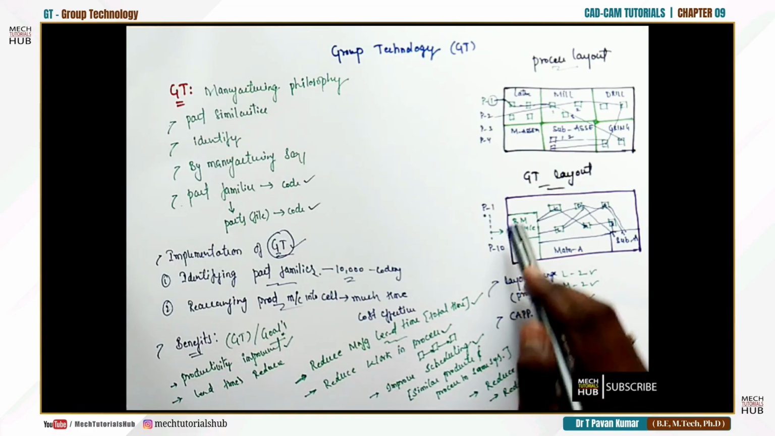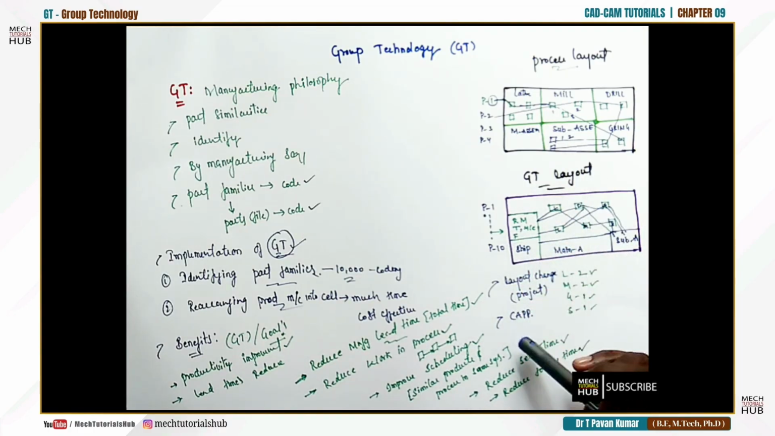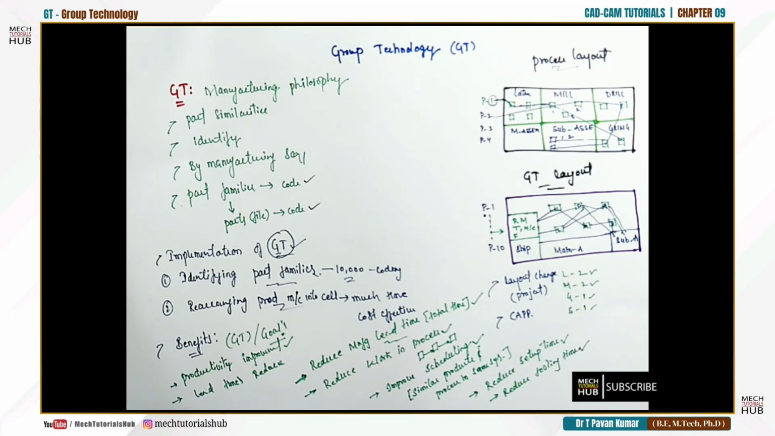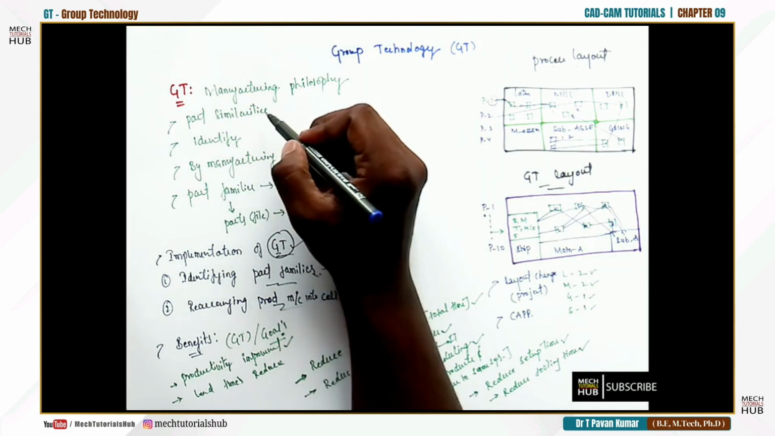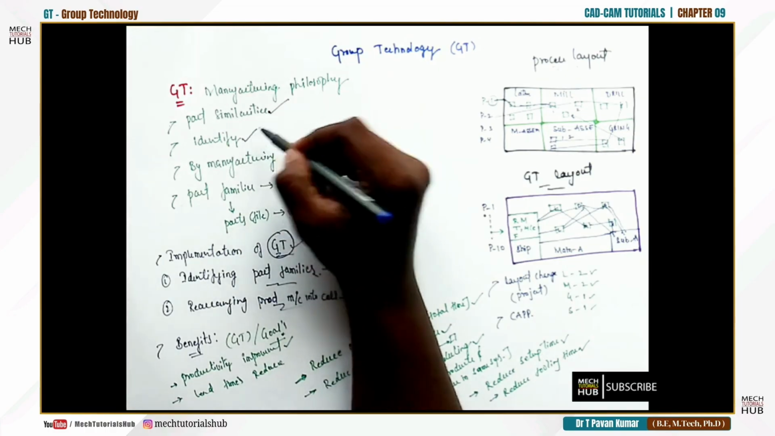Now the process layout got changed completely after the introduction of group technology. Now the part families are fixed also. Part families can also be fixed. And one more important point here is, whenever we talk about group technology, we discussed identification and similarities.